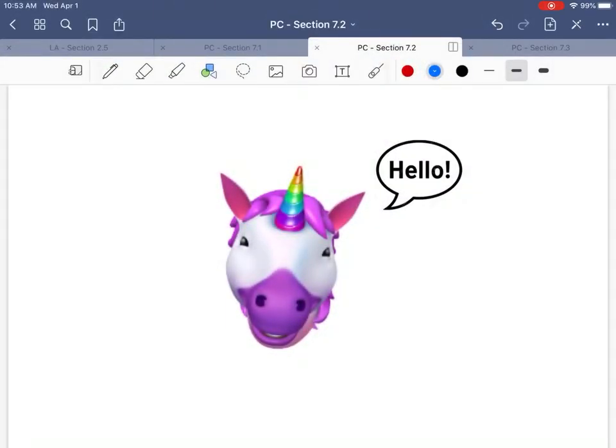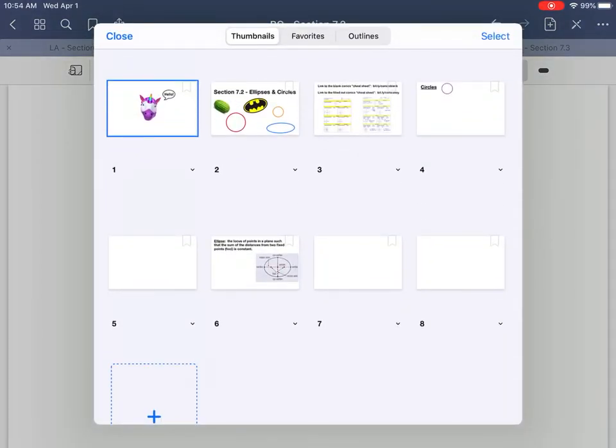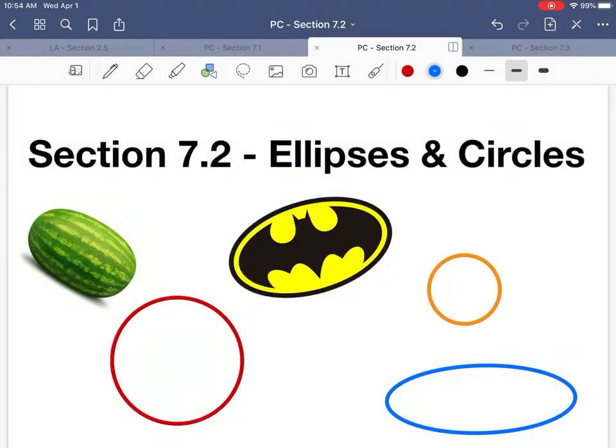All right, good morning. This is going to be for section 7.2 in your pre-calculus book. This is on circles and ellipses. So let's get going. All right, so circles and ellipses. You've seen circles and ellipses all over the place before, and you've also dealt with circles in geometry, so that should be pretty familiar to you.